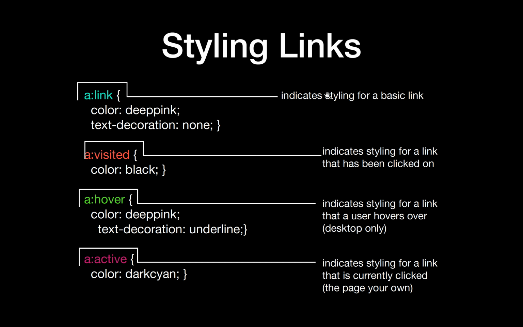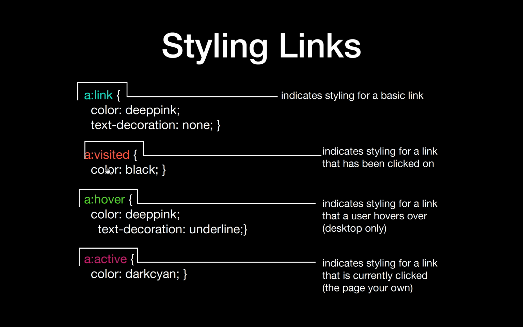So links, styling links with CSS. Maybe we don't want our links to just look like a plain, blue underlined link. We can use CSS to style all of our links throughout our website. So again, if we're just styling a general link, we will use the A link selector. This indicates styling for a basic link, whatever your links look like normally on your website. Let's say, for example, your navigation links in your header. All of those will be styled like a basic link.